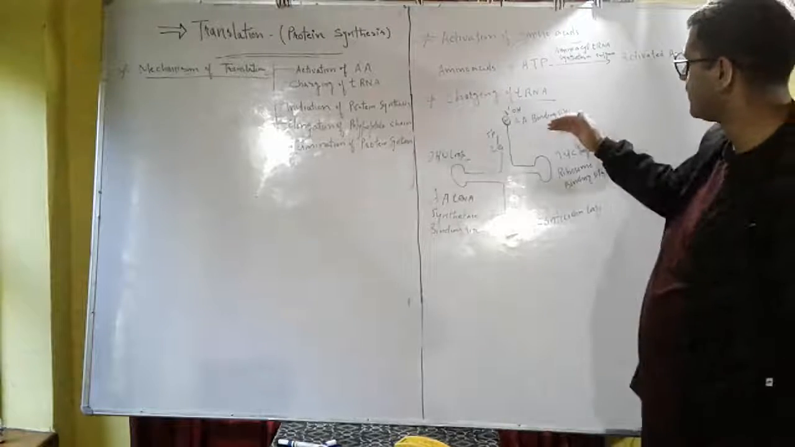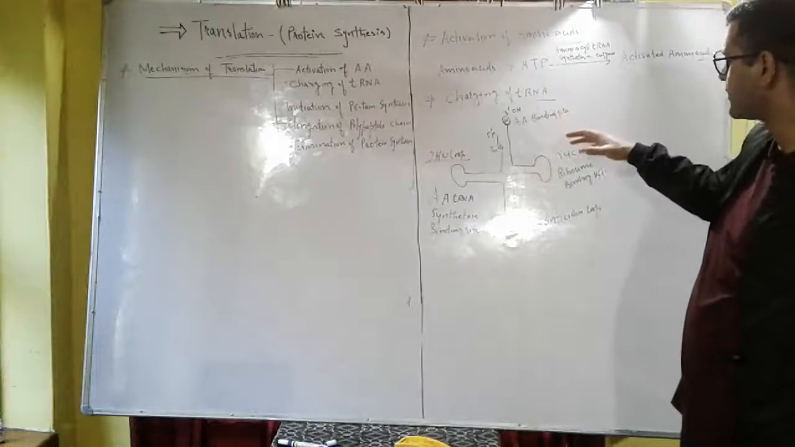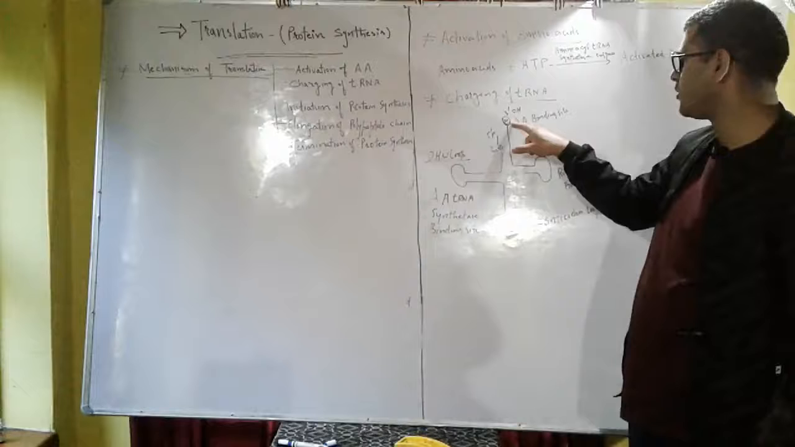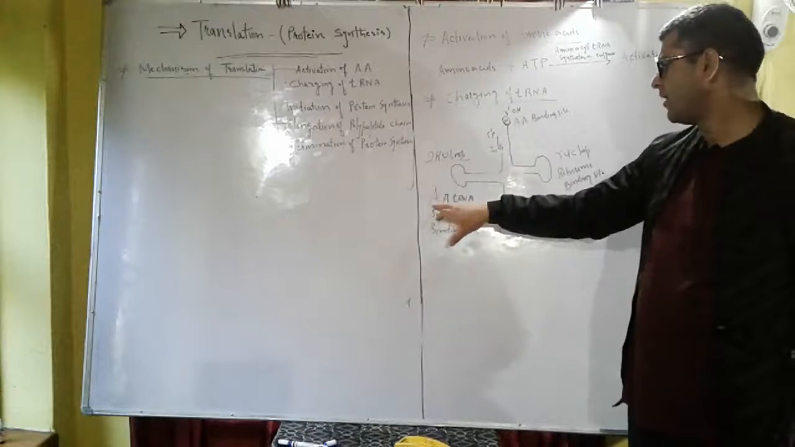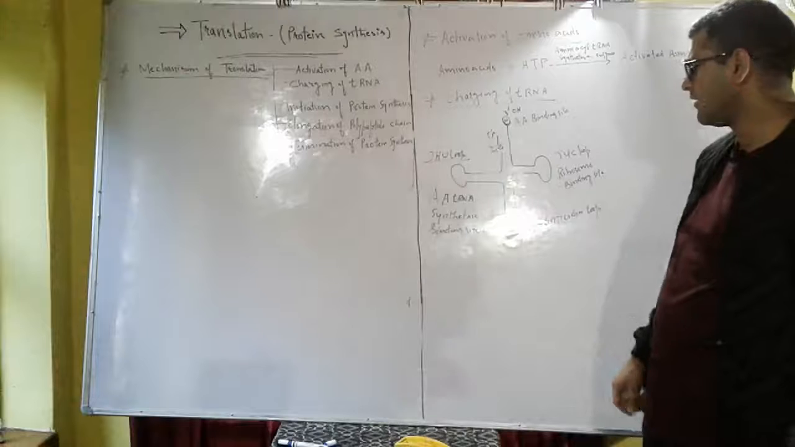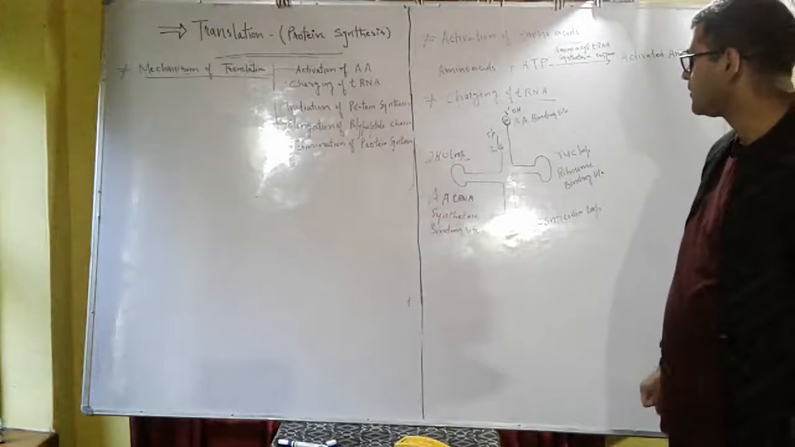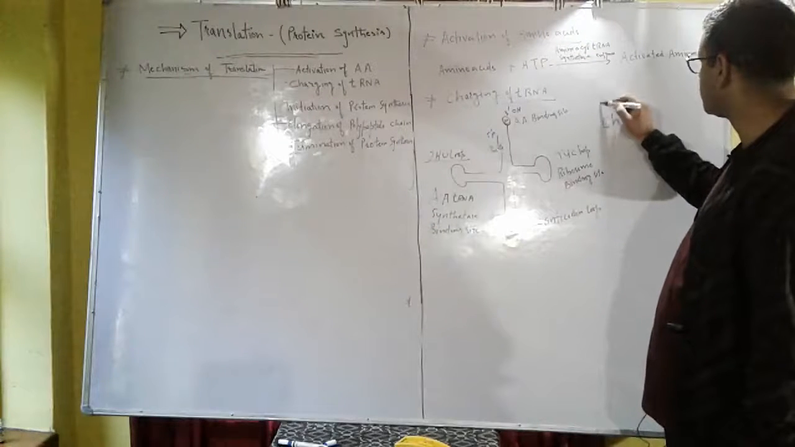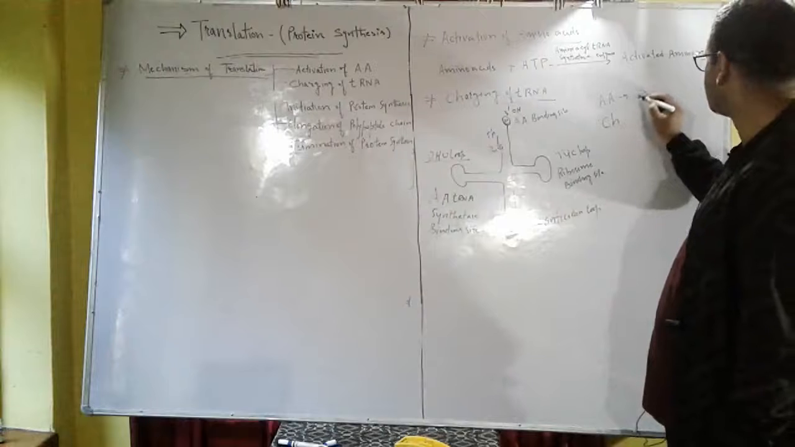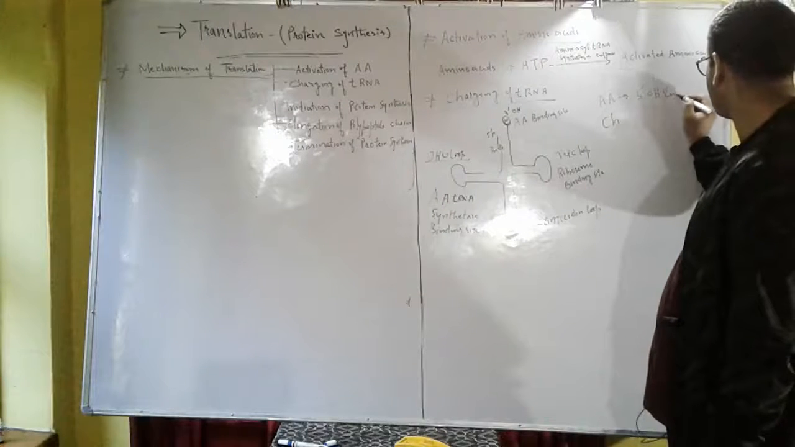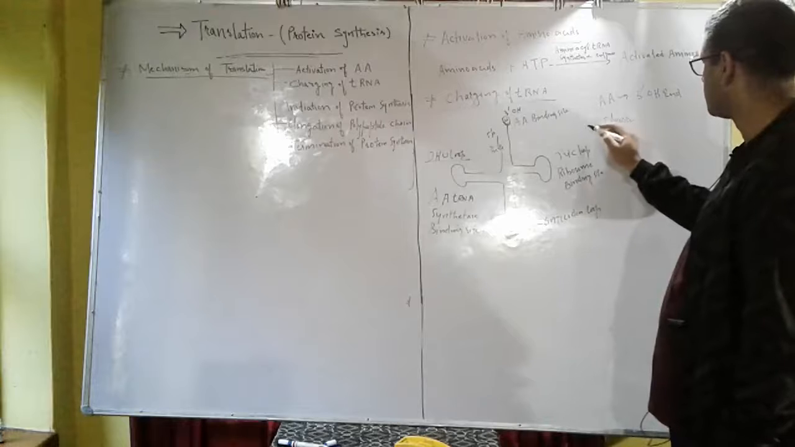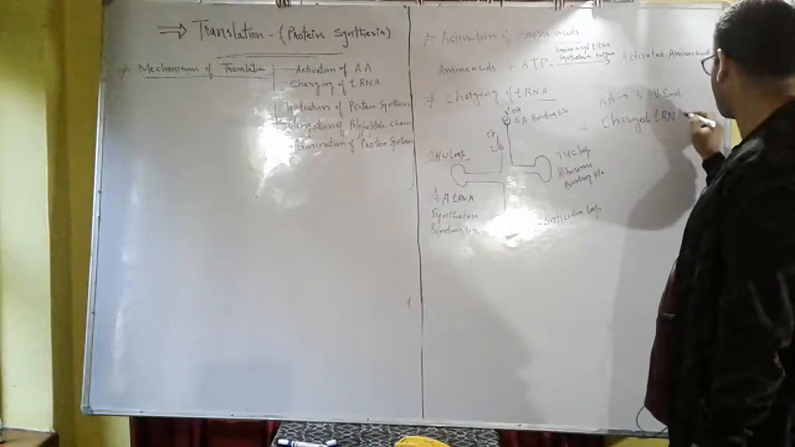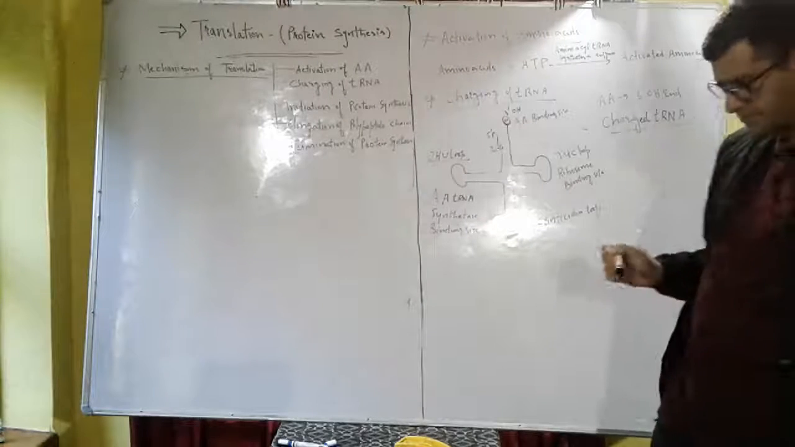Then this amino acid is carried to the ribosomes, and the loading of this amino acid to the tRNA is performed by the aminoacyl tRNA synthetase enzyme. This is the charging. This is what is called charged tRNA. That means the amino acid is present at the 3' hydroxyl end. This is charged tRNA.